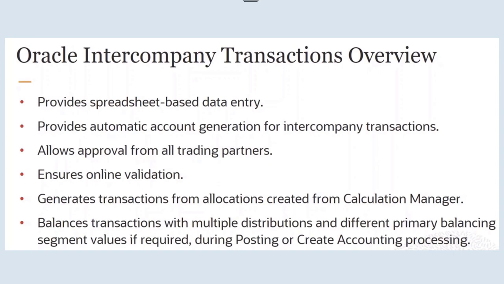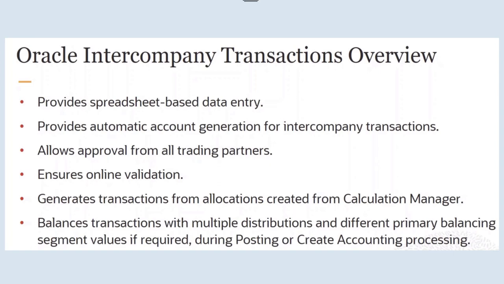Intercompany will also balance transactions with multiple distributions and different primary balancing segment values if required, either during posting or create accounting. As I mentioned, it can also create invoices in payables and receivables if you want to, but again, that is controlled by transaction type. So how many ways can you enter intercompany batches or create intercompany transactions? You can create them manually through the UI, the user interface. You can enter them on a spreadsheet. You can import them. You can generate them from allocations.